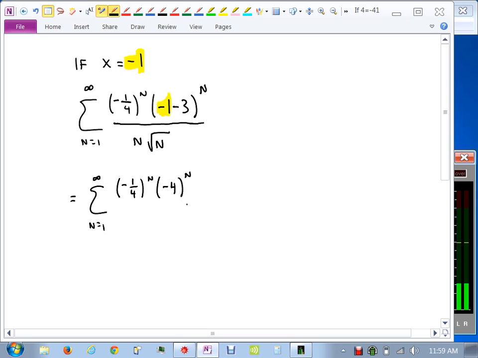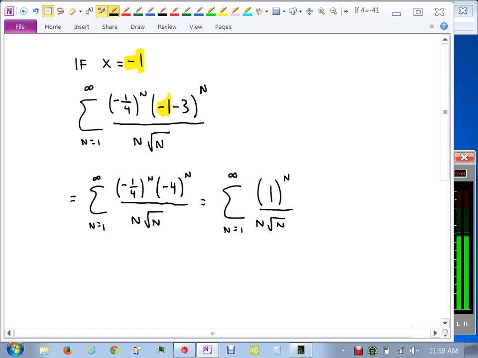-4 to the n, all over n root n. Now, what would happen if I put those two together? You write these are both to the n power. So can't I put them together and make them both something to the n? What would they be if I put them together? Positive or negative? Positive 1 to the n over n root n. Questions on that? That was -1/4 times -4.